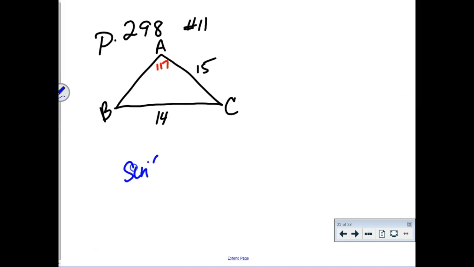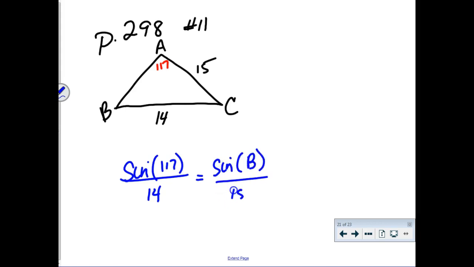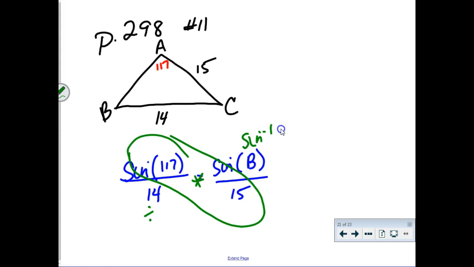So sine of 117 over 14. And then we only have leg B, so you're going to have to solve for angle B next. Sine of angle B over 15. So on your calculator, practice typing this, please, guys. Sine 117, close that, times 15. There we go. Then divide it by 14, and then don't forget at the end of this problem to take the inverse sine. And what'd you get? You got a birthday present right there.